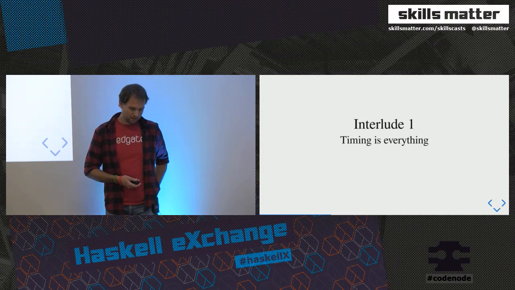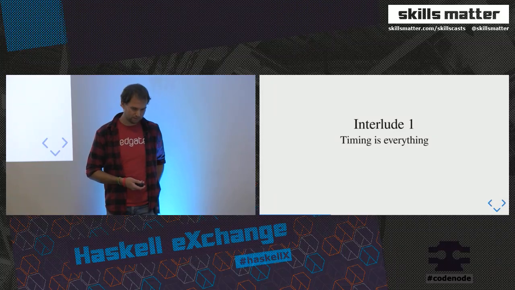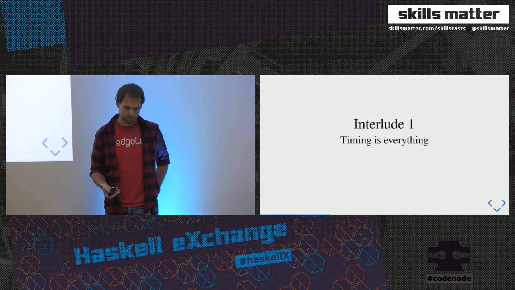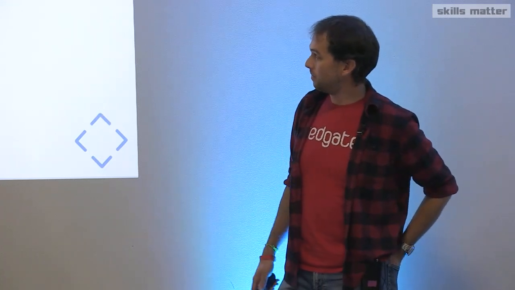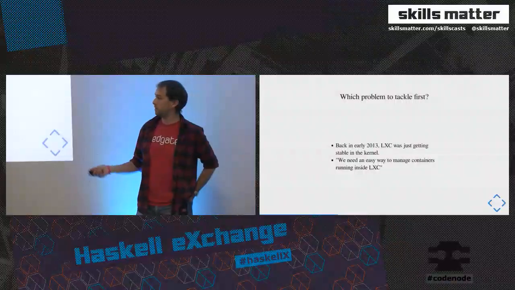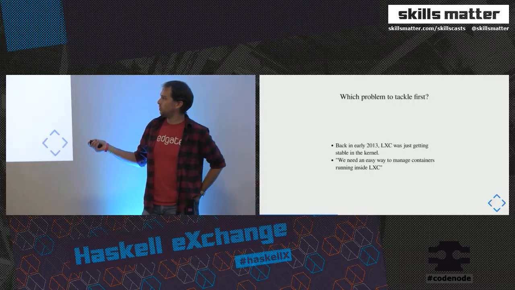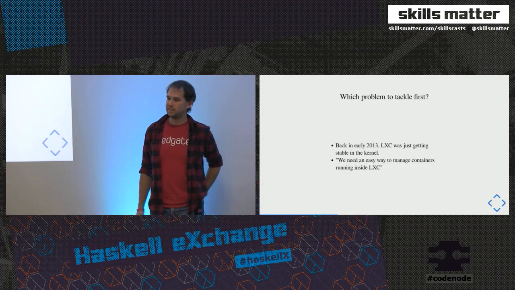And so we thought, well, we found these various problems. We've written up a big report trying to work out what we should look at. What's the first problem to tackle? And we thought that a sensible first problem to tackle would be the isolation one, of having your computations isolated. So if you remember in 2013, there was this feature called LXC, which was just starting to get nicely stable in the kernel.